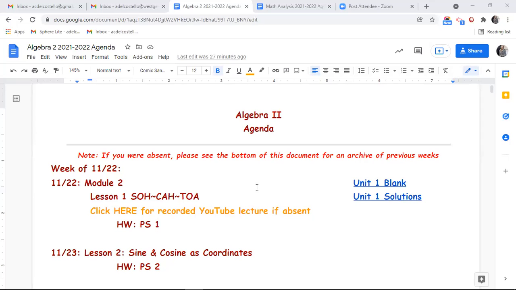Okay, so introduction to SOH CAH TOA and how to find reference angles today. So right over into this packet.